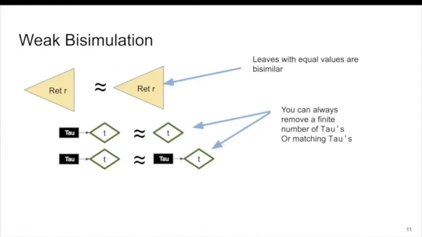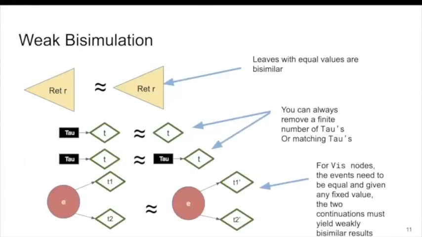This is important because otherwise we might end up relating infinite, silently diverging computations to other different computations. My apologies. And then we have the vis case, and two visible event nodes are weakly bisimilar if they contain the same event and their continuations are pointwise bisimilar. So given any fixed value, they return bisimilar results.